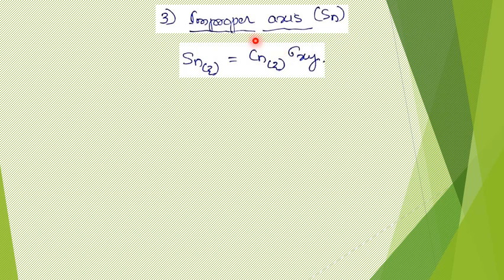Now to understand this improper axis of symmetry, that background is required, and if you have not watched the previous videos, please do watch those, and then we can continue with this. First we shall see how this can be defined. Improper axis, or the other name for this is alternate axis of symmetry. Alternate axis of symmetry or improper axis of symmetry will be represented by Sn, n subscript.